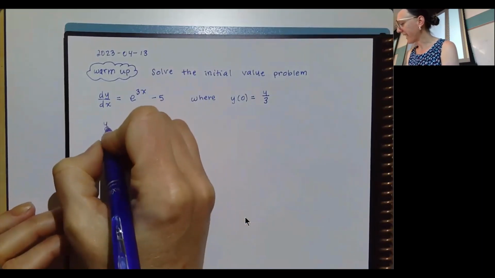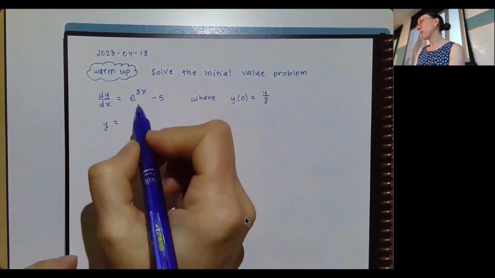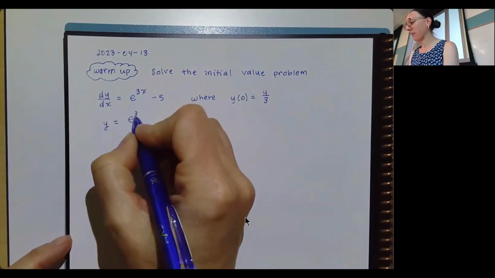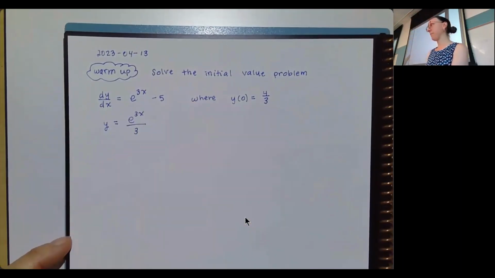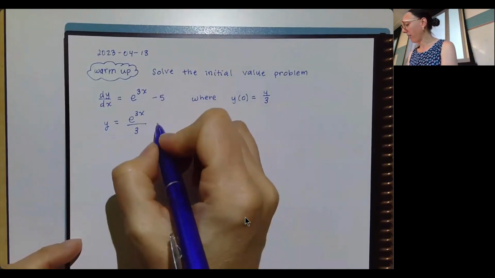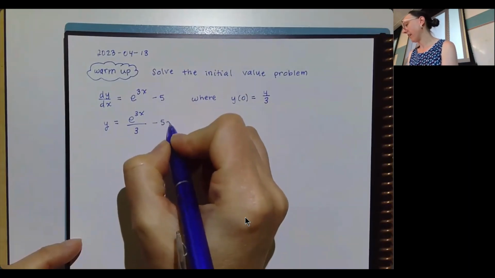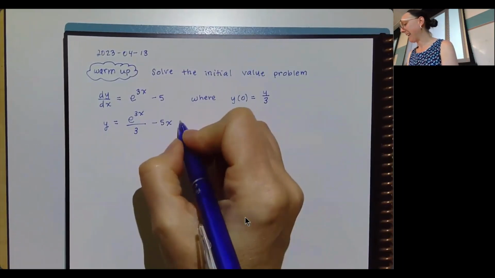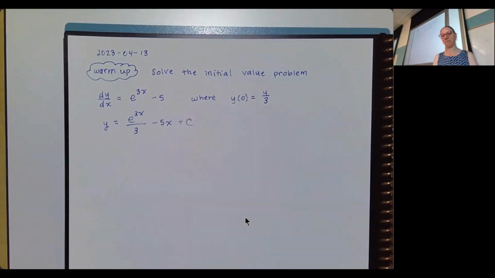So if I go to find this antiderivative, the antiderivative of e to a number times x is going to look like e to that number times x, divided by 3. It's kind of like we're undoing that chain rule piece: when we were doing derivatives, we would multiply by that constant, and when we're finding the antiderivative, we're going to divide by it. The antiderivative of -5 is just -5x. And when we have found that antiderivative, we're going to remember to add in a generic constant.